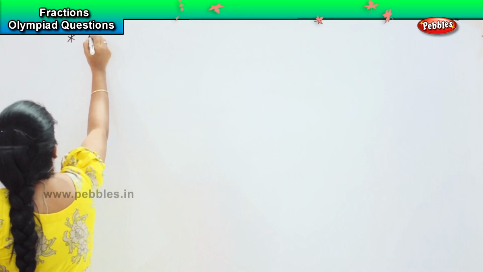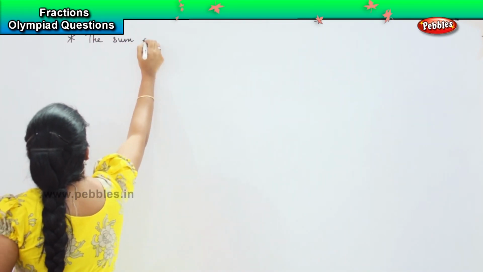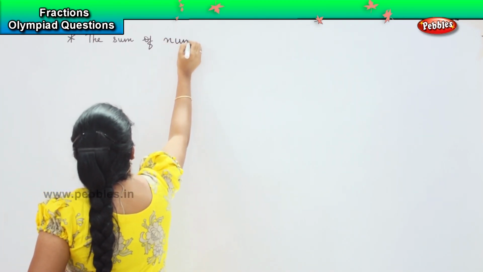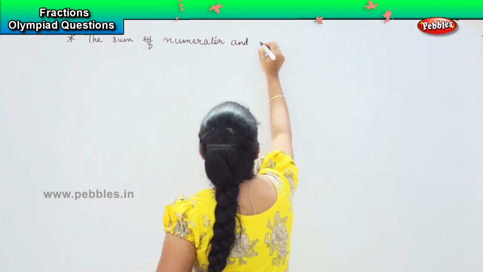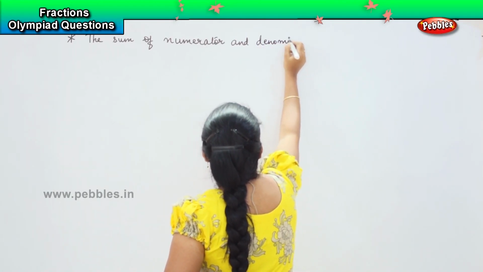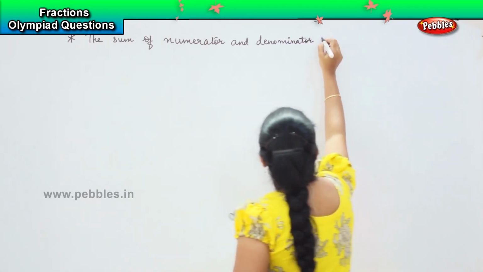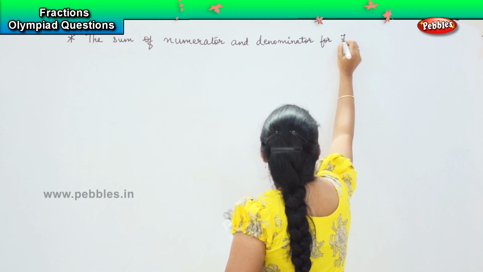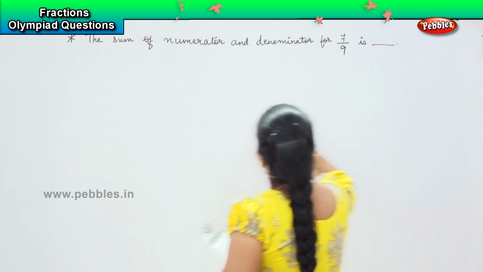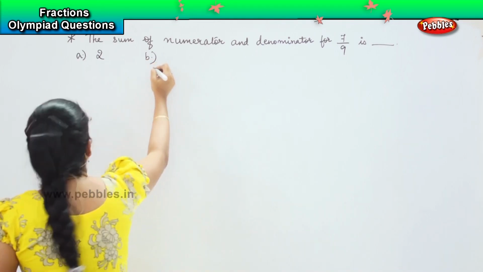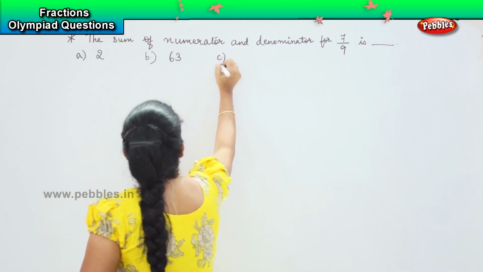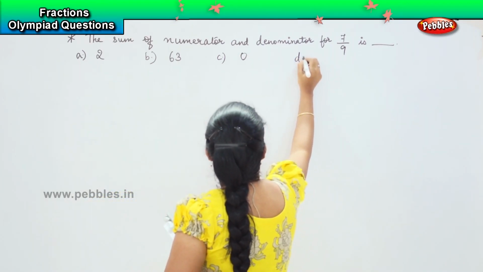Now we are going to do little challenging questions. Your question here is: the sum of numerator and denominator for 7 by 9 is dash, and your options are 2, 63, 0 and 16.